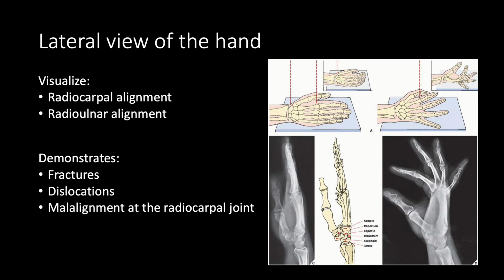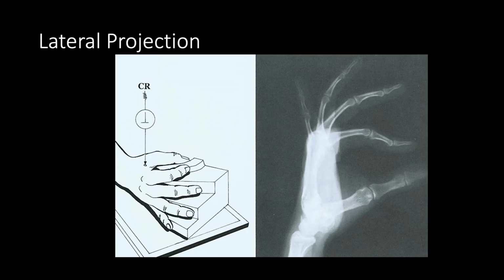So lateral view, there are two ways to look at the lateral view. You can do this standard with the arm straight here, or they may put them on a block to get a lateral view of each of the phalanges here. So this is one type of view you can get versus this one. Either way, we're really looking for the alignment of the radiocarpal joints, radial ulnar joints, or any fractures, dislocations. So here's a picture of the block they use for that view to separate the fingers.